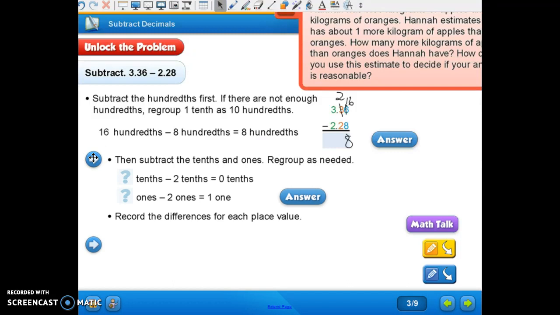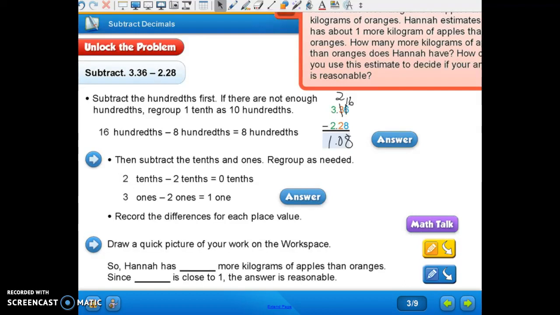Then we're going to subtract the tenths and ones. Regroup as needed. If I have 2 tenths minus 2 tenths, do I need to regroup? No. Put your decimal. Now I have 3 ones minus 2 ones. Does that work? Yes. Okay. So 2 tenths minus 2 tenths is 0 tenths, and 3 ones minus 2 ones equals 1. Record the differences in each place value.